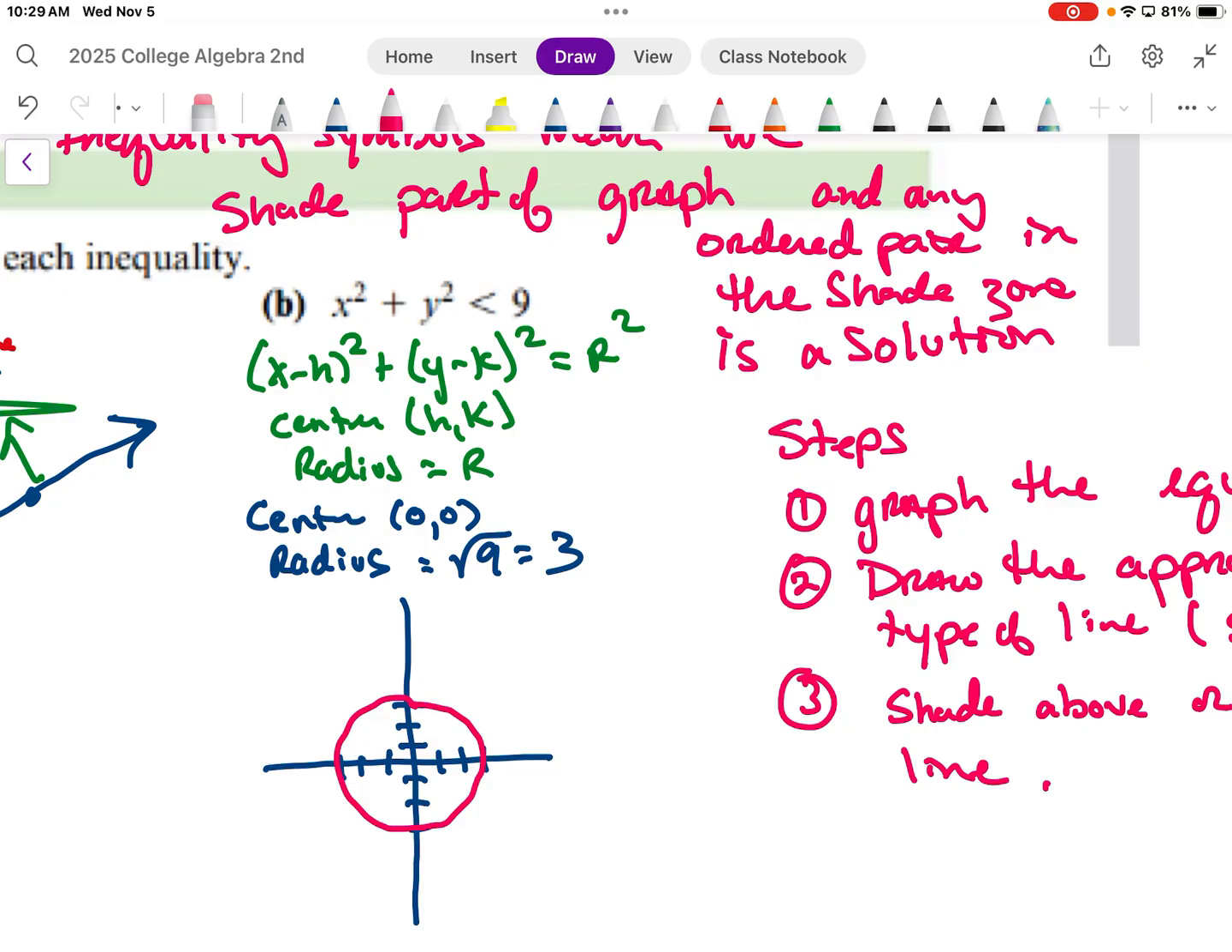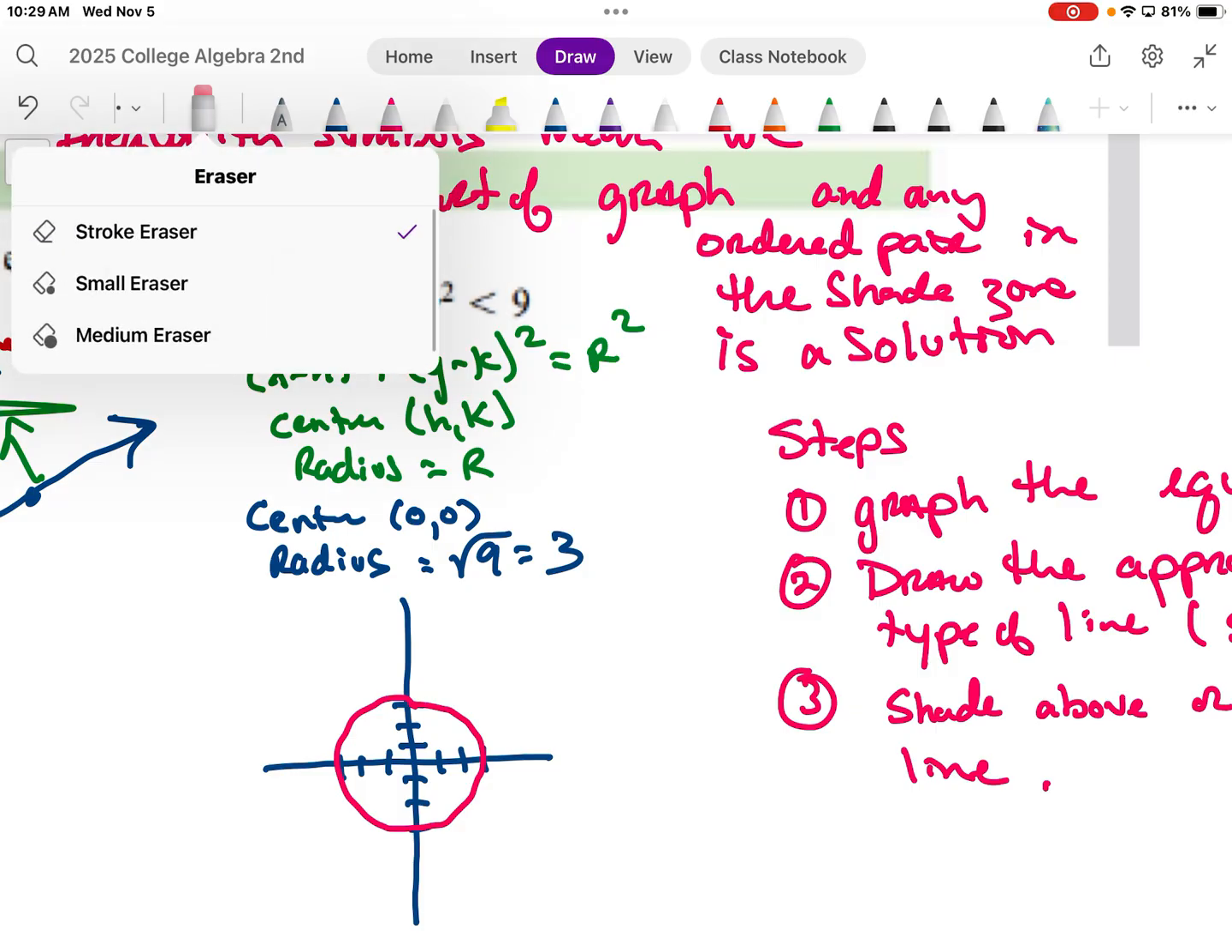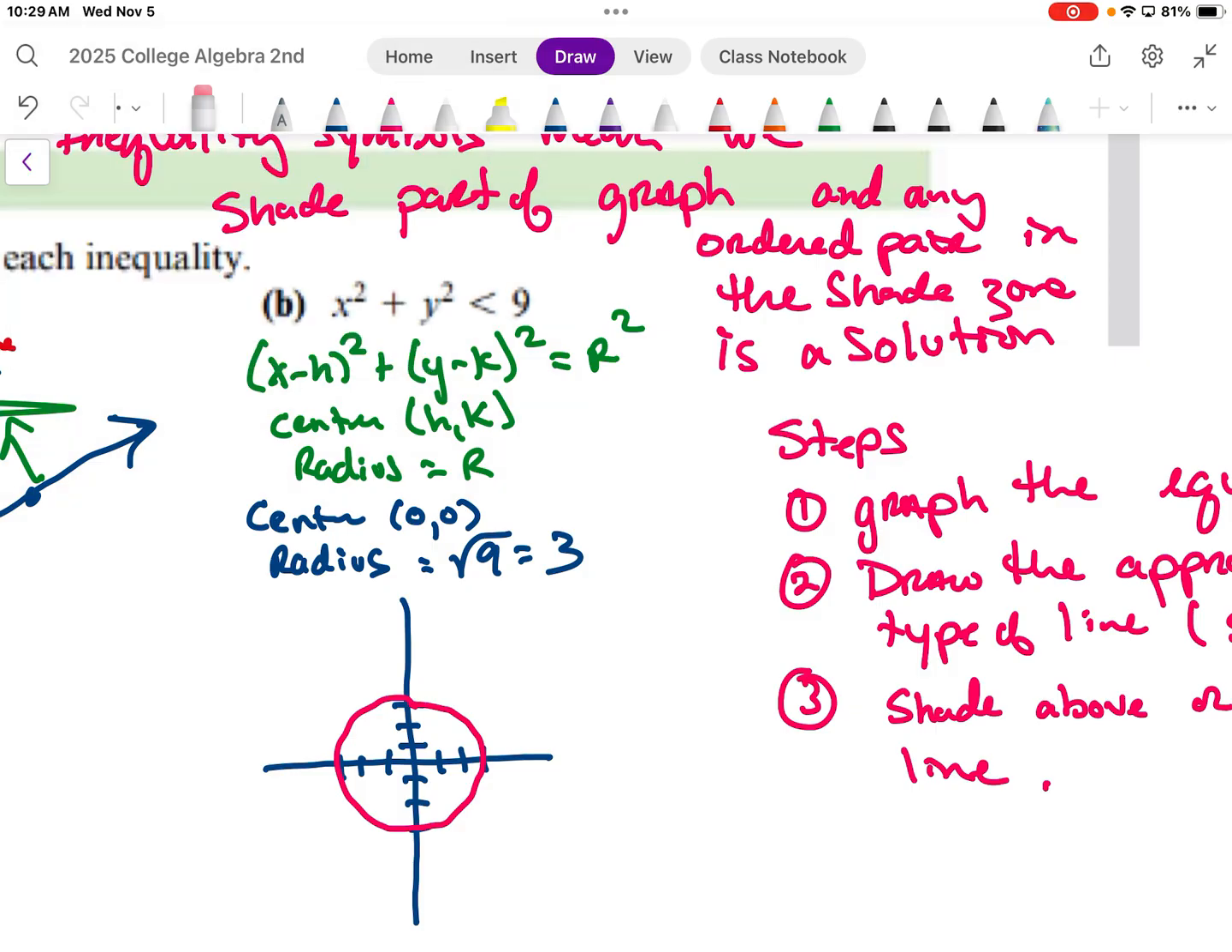Now, I'm going to go up and change my eraser tool to a small eraser, because instead of just erasing the whole thing, let's go through on this one. We don't have to solve it for y because it'd be too crazy to. So let's indicate what we're going to do. I'm going to do a dashed line. Why am I doing a dashed line here? Because it doesn't have a line underneath. Thank you. There's no bar, so that means I got to do dashes. So I'm going to take my eraser tool and make holes in my circle. So I got a dashed circle. And then now the inequality says what?